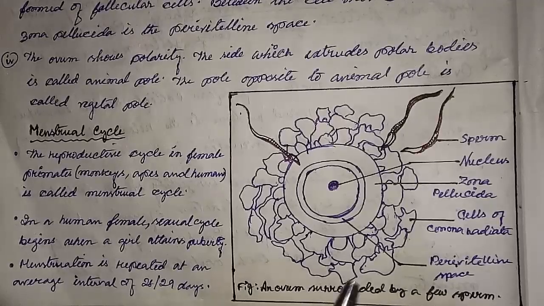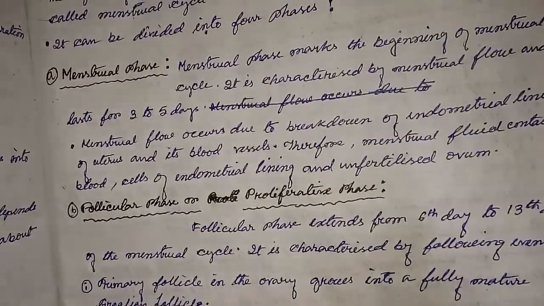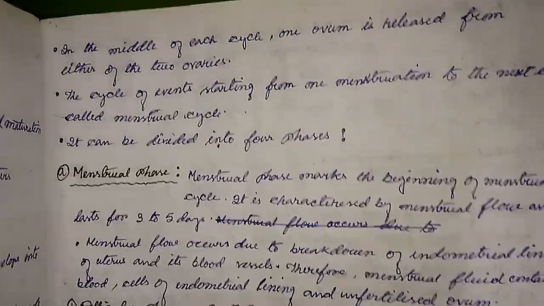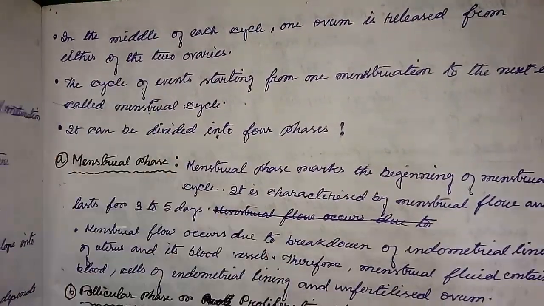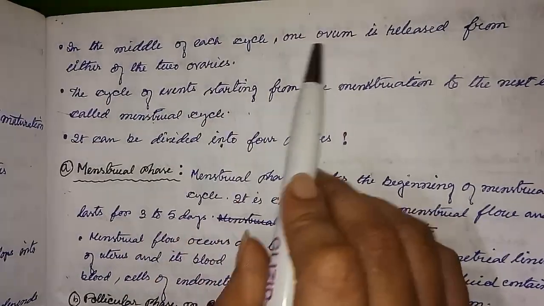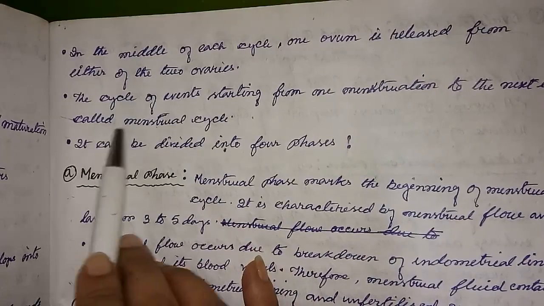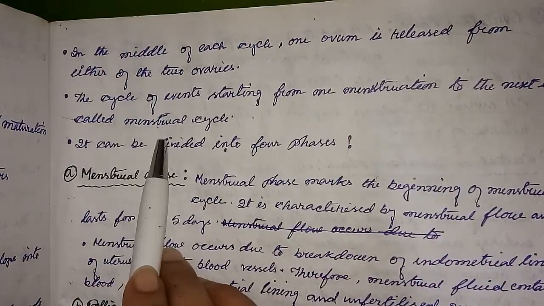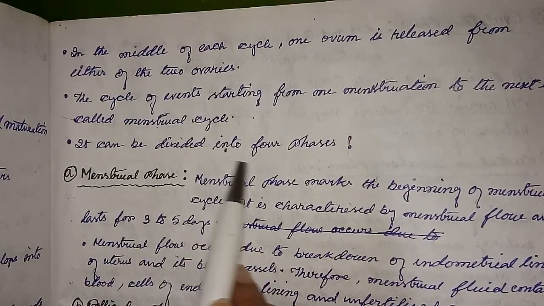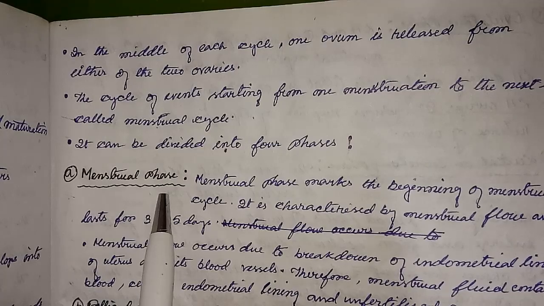In the middle of each cycle, one ovum is released from either of the two ovaries. The cycle of events starting from one menstruation to the next is called menstrual cycle. It can be divided into 4 phases. First phase is menstrual phase.